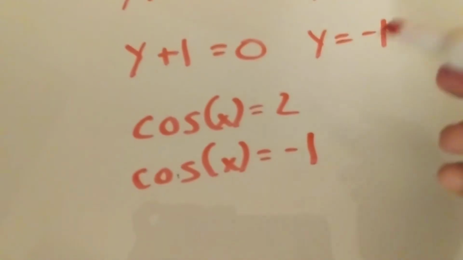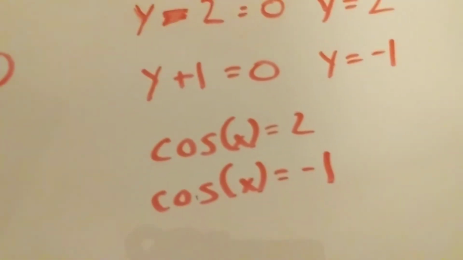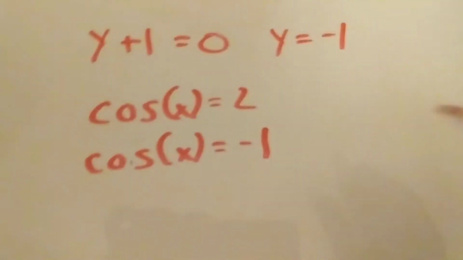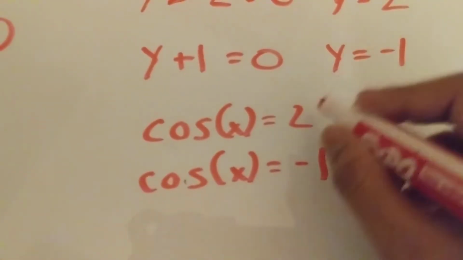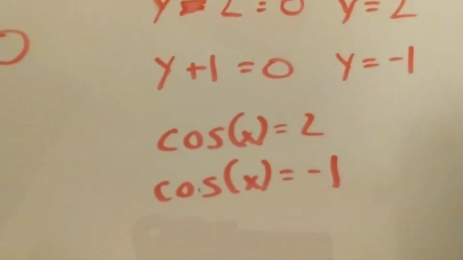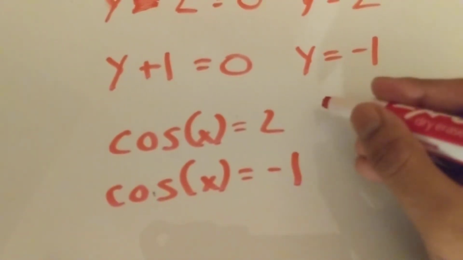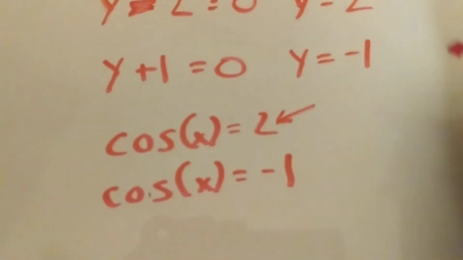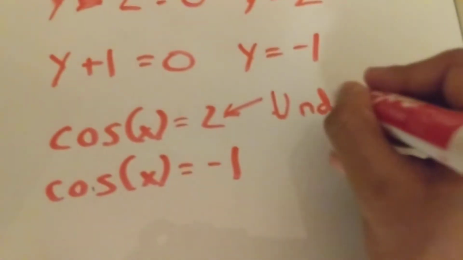Now you could do the arc cosine function, or if you know what the inverse cosine function looks like, you can also solve it that way. If you know what it looks like, you'll know that arc cosine, or cosine inverse, of 2 is actually undefined. It's out of the range. So that means this is out of range, so this is undefined. This doesn't give you an answer.